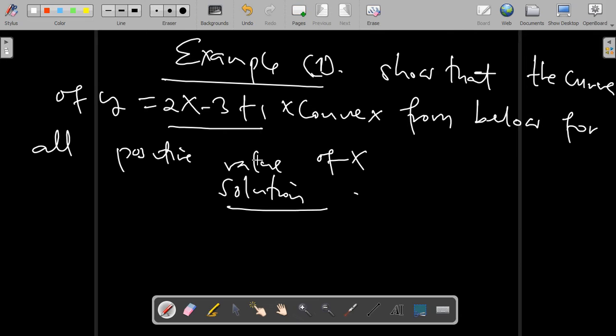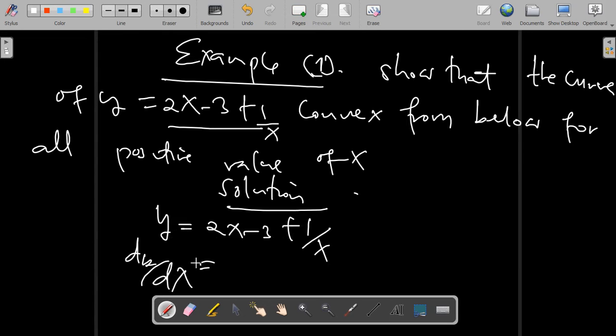You may consider sketching the graph like this. Let's put it on the right hand side like this. This is 1 over x. It is convex from below for all positive values of x. So for the solution, y is equal to 2x minus 3 plus 1 over x. We apply the first and the second order derivative. That will be dy over dx, the first derivative of the function. Differentiating, it will be 2 minus.